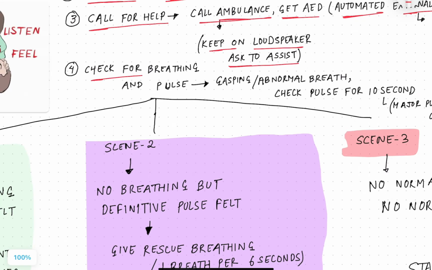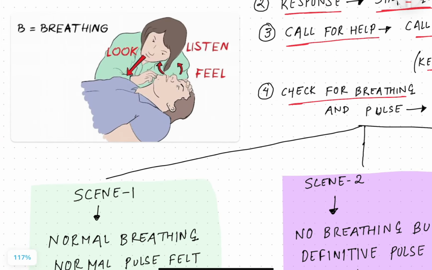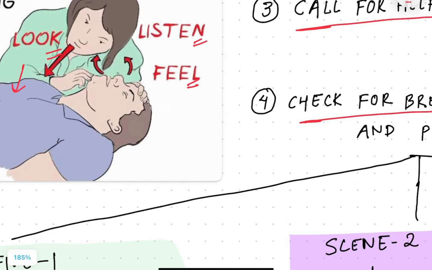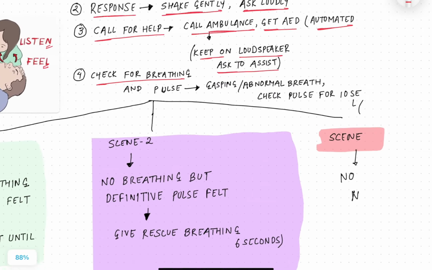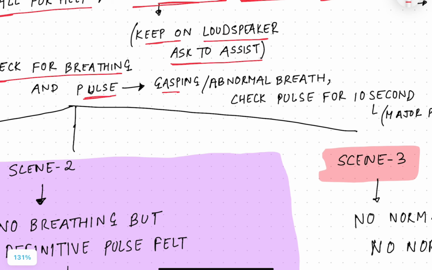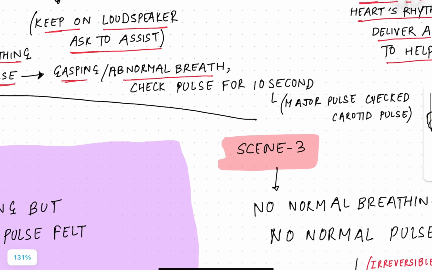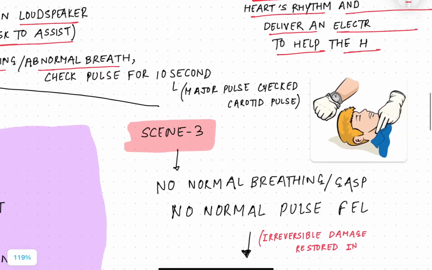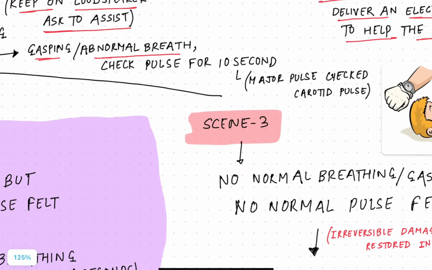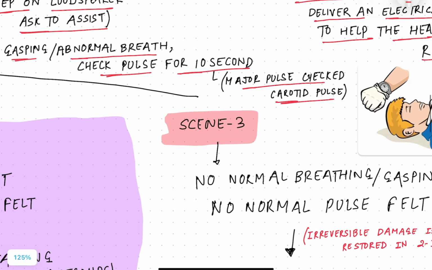Check for breathing. How to check the breathing? Look for chest movement, and feel and listen for air from the nose. And for the pulse, check the carotid pulse. In breathing, the victim may have gasping or abnormal breathing, gasping like this. Check the pulse for 10 seconds. The major pulse checked is the carotid pulse, for 10 seconds.